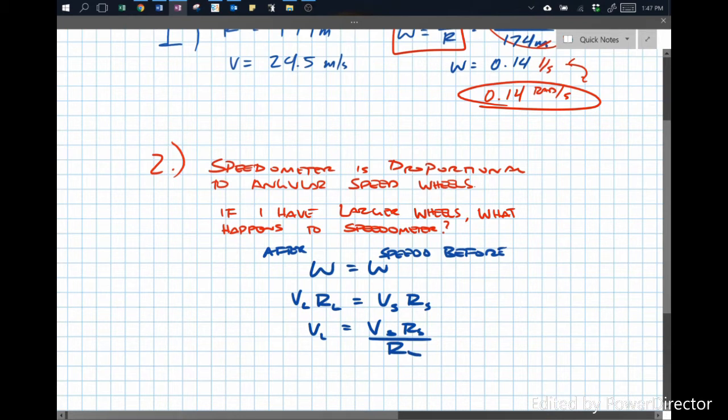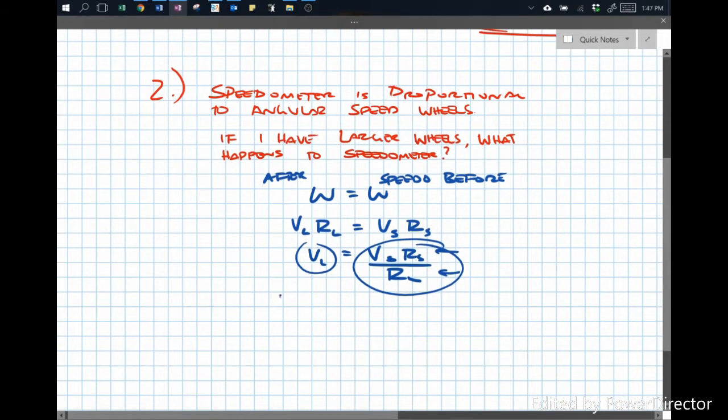So because this is smaller than this, all of this is going to be less than what's going on. So what you read on the speedometer with larger tires is going to be less than what it read before.